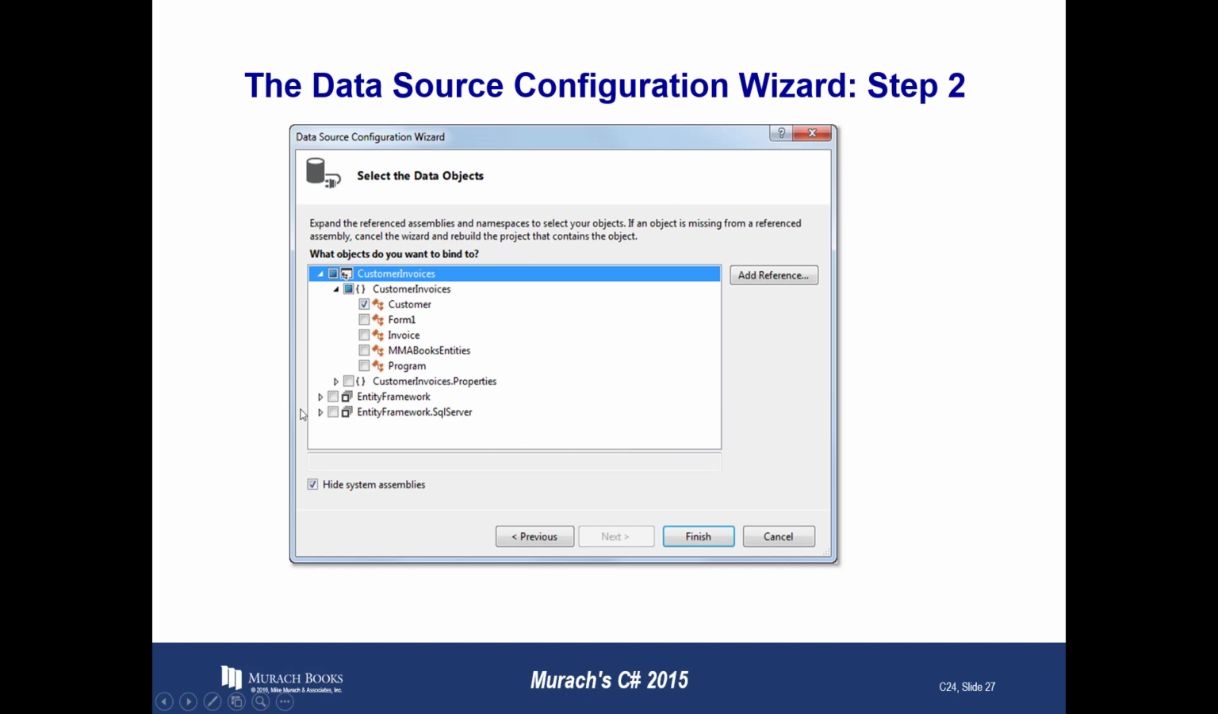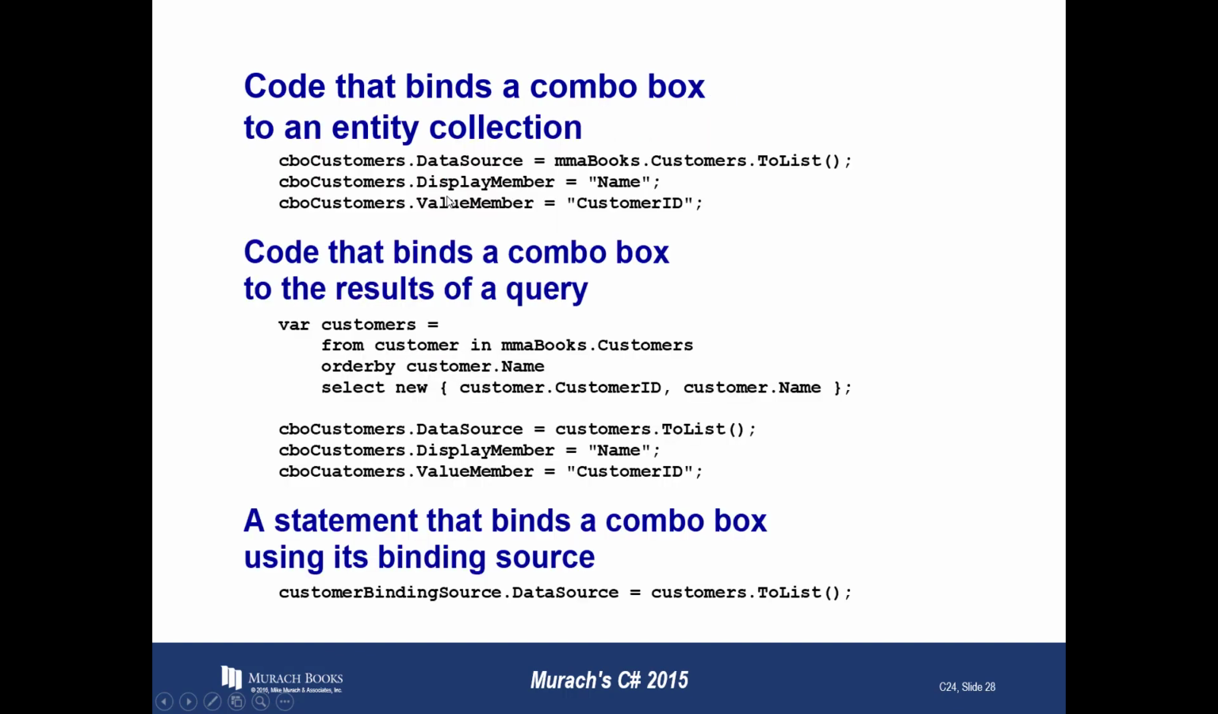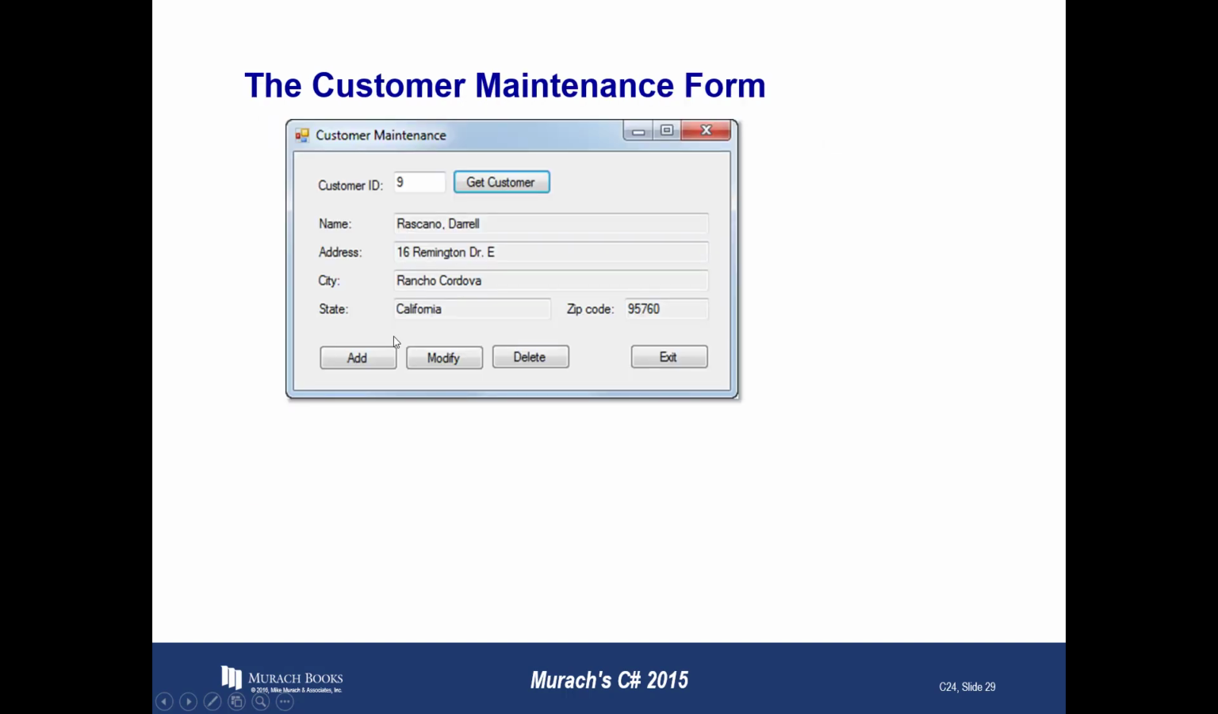All right. So this is looking at the data source configuration wizard, I guess, in a little bit different way. All right, the customer maintenance form, we've talked about this kind of stuff before in an earlier chapter. You put a customer ID in there, you click the Get Customer button, it gets that information for you.